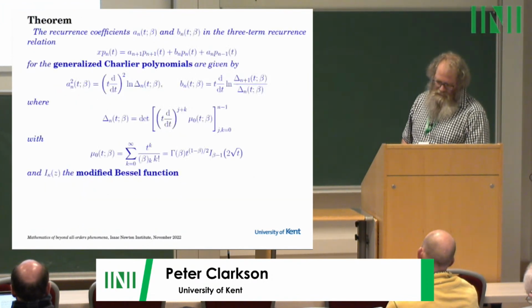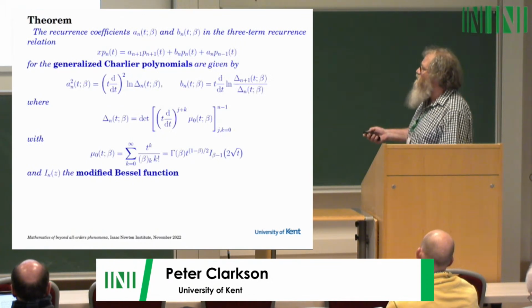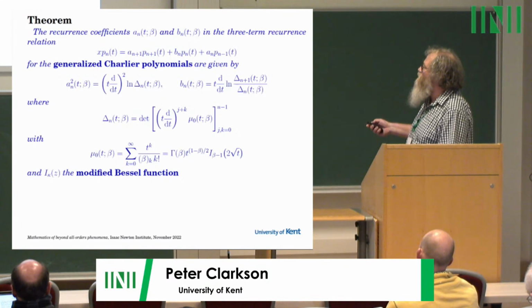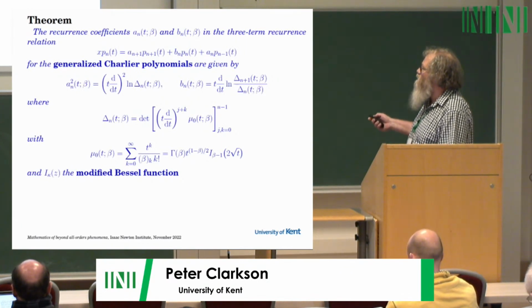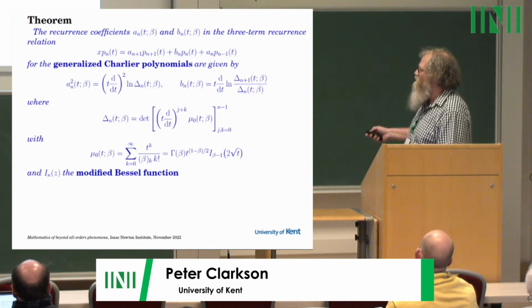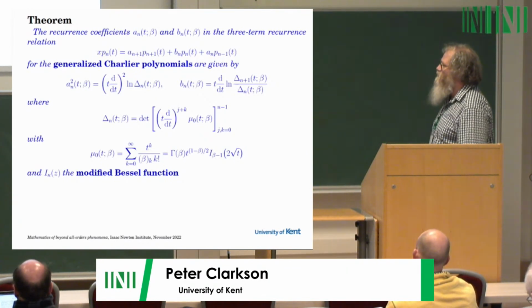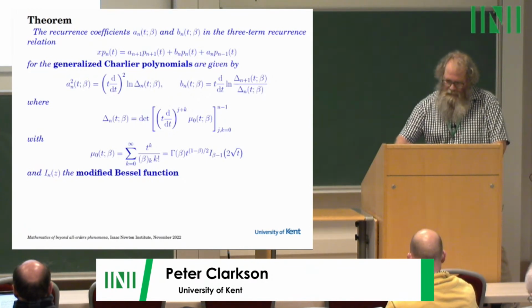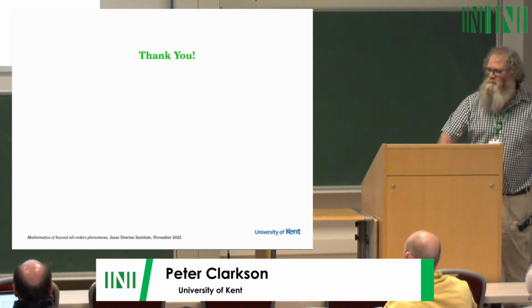And these are what the coefficients actually are. If you write, so you've got the three-term recurrence relation related to the generalized Charlier polynomials, then the recurrence coefficients can be written in terms of this determinant here, delta n, where this coefficient mu naught is just the modified Bessel function. So you can actually write that down explicitly. And thank you for your attention.